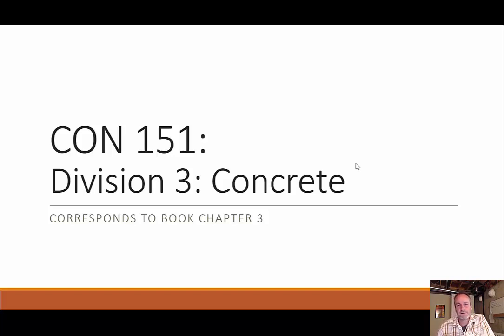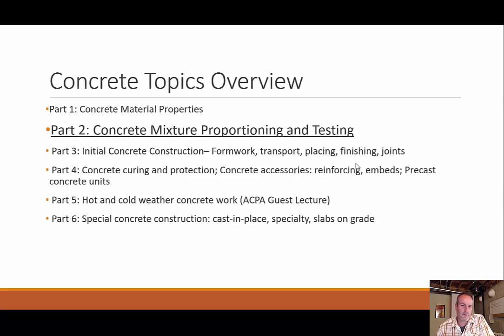We're going to continue on with our conversations on concrete. This one is actually our part two. Last time we talked about materials, the material properties involved with concrete. This time we're going to look at the mixture proportioning, because we did say that there's water, cement, aggregate, both coarse and fine, and air. We mentioned that last time.